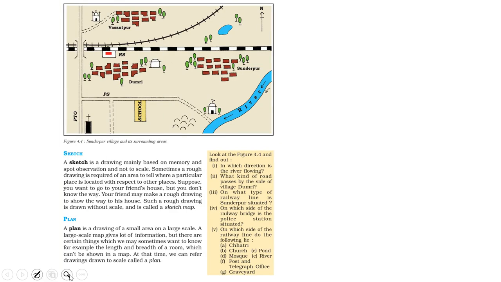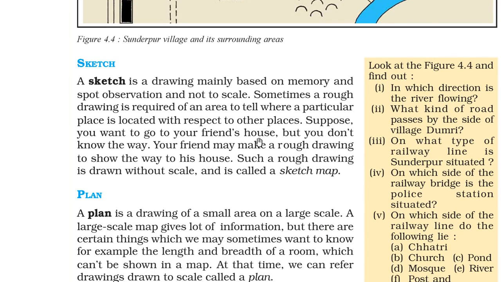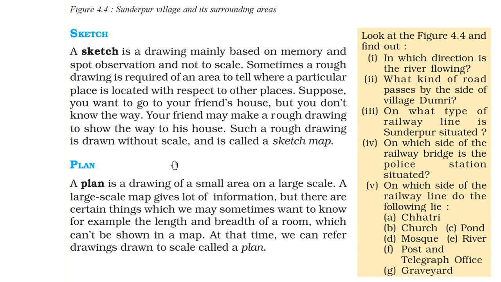Then a sketch. What is a sketch? A sketch is a drawing which is mainly based on memory and spot observation, and it is not to scale. Sometimes a rough drawing is required for an area to tell how a particular place is located with respect to other places. You might have given someone the sketch of your house, saying, okay, you can reach me by this sketch. Suppose you want to go to your friend's house, but you don't know the way. So your friend may make a rough drawing to show the way to his house. Such a rough drawing is drawn without a scale, and this is called a sketch map. So a sketch is a rough way of showing an idea of some location, not to scale.